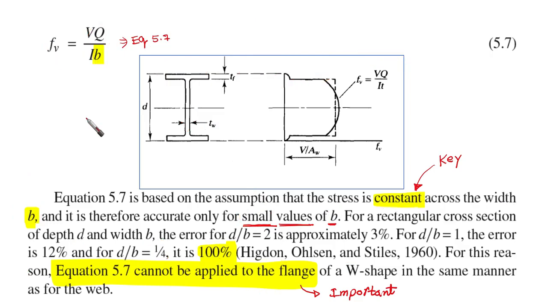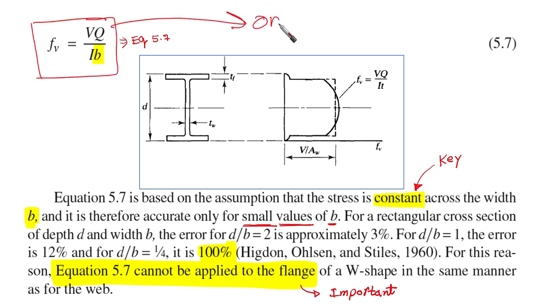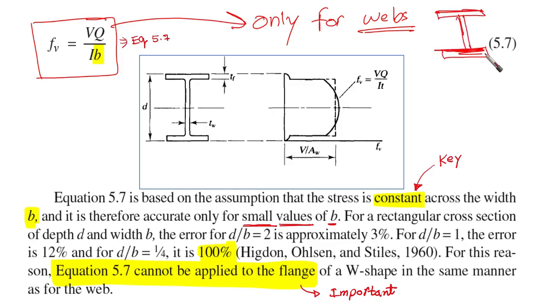So this equation is only for webs, for wide flange or I sections. I'm talking about hot rolled sections now, okay. So I'm not talking about built-up sections or plate girders. It's a totally different story. We need to focus only on the hot rolled ones. So this is an important issue you need to keep in your mind.